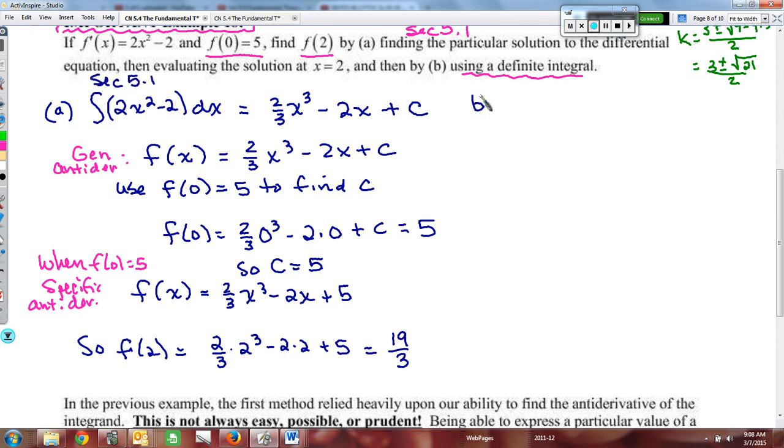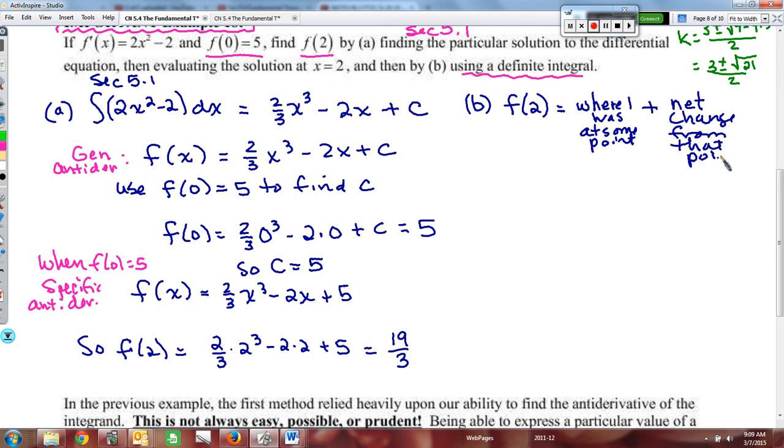So now we're going to do this a different way. Now that we've learned about definite integrals and the fact that definite integrals are net change, we're going to use this idea to figure out f of 2. Now this is kind of slang, but I'm going to put it in here: f of 2 is where I was at some point plus the net change from that point. Where I am is equal to where I was plus the change from that point.